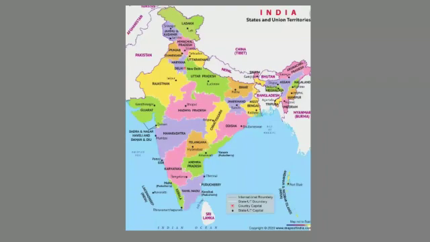Then second question, name the state which is in the north of India. The state that is located in the north of India is Jammu and Kashmir. Then third question, name the islands that are part of India. Andaman and Nicobar Islands and Lakshadweep are the islands that are part of India.